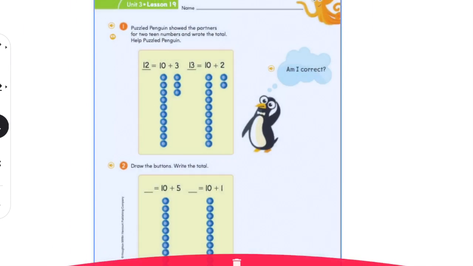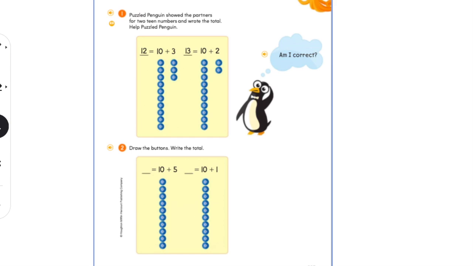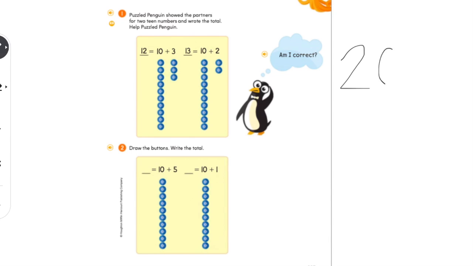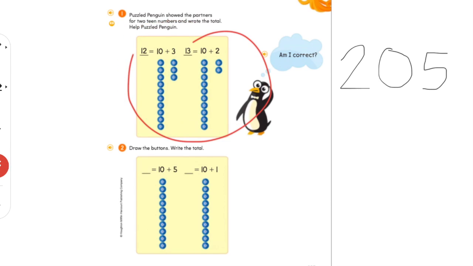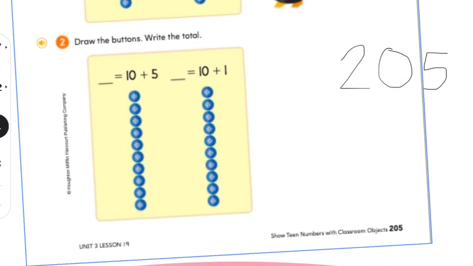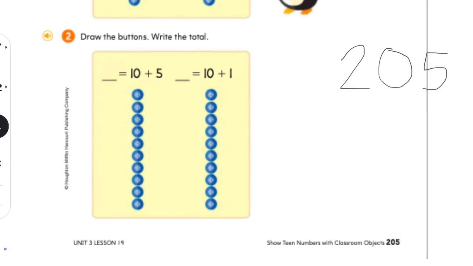All right, so you're going to be doing this on your math workbook page today. You are going to grab your math workbook and turn to page 205. Make sure you take a look at what Puzzle Penguin did. Make the changes that he needs to fix to help him be right, because we are always here to help Puzzle Penguin.